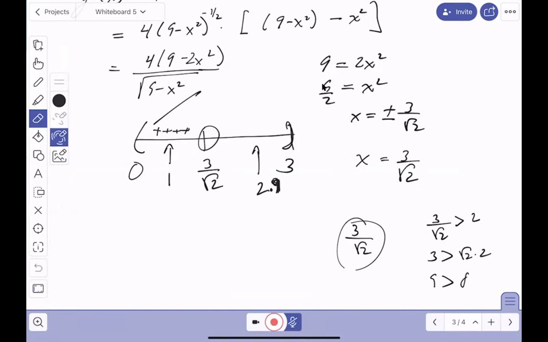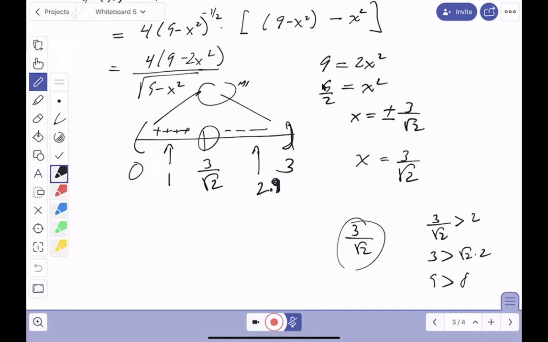So, 3 root 2 is greater than 2. So I know 2 is on the left of it. So that's why I chose 2.9. If you plug 2.9 in, what do you get? Well, clearly it's going to be negative now. So let me write this over here. So this is giving me a maximum.